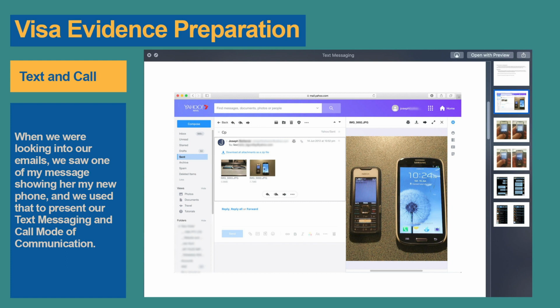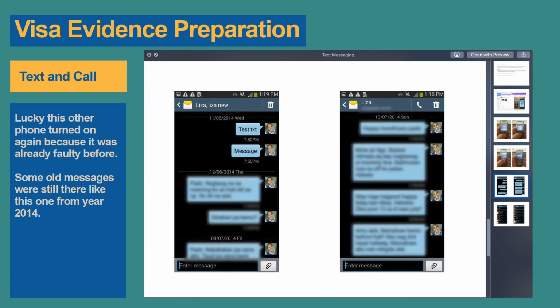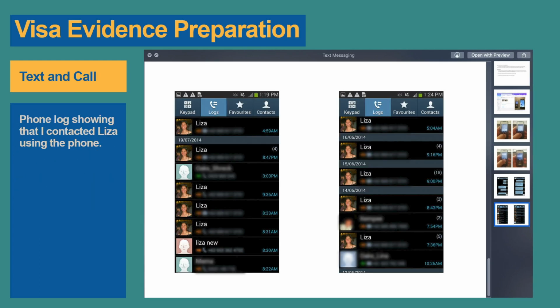By the way, we ended up not uploading our emails anymore because our Skype, Facebook, call and text communications already covered all the necessary proof that we were in contact while apart. But we had them ready as well just in case the officer would request them, and they did not anyway. Here are the rest of the documents showing old messages, message counter, and phone log.